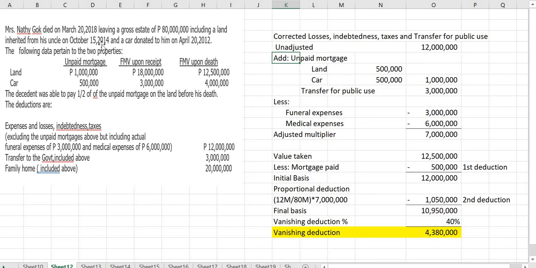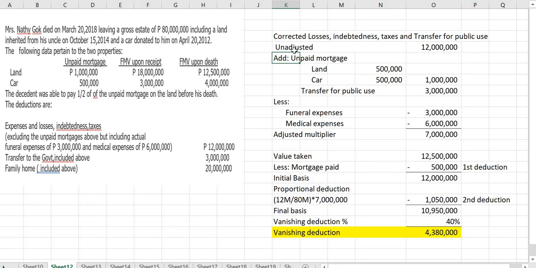So, we are to compute the vanishing deduction for the land. Before computing the vanishing deduction, we'll first determine the adjusted multiplier. Take note that the multiplier, when computing depreciation, is the LIT: losses, indebtedness, taxes, plus unpaid mortgage, plus transfer for public use.